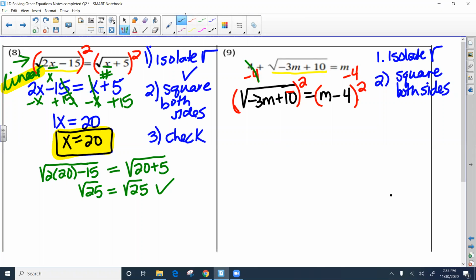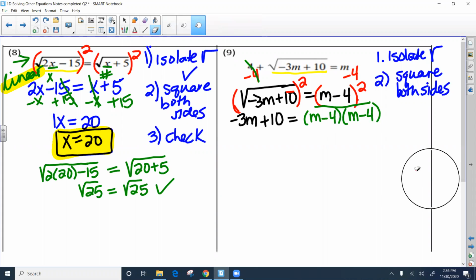All right, so on the left side, that's easy to simplify because the square root and squared just eliminate each other, get rid of each other, and we're left with negative 3m plus 10. Now on the right side, we have to be careful right here with what this means. Remember, when something is squared, it means we're multiplying it by itself. So I actually have to multiply m minus 4 times m minus 4.